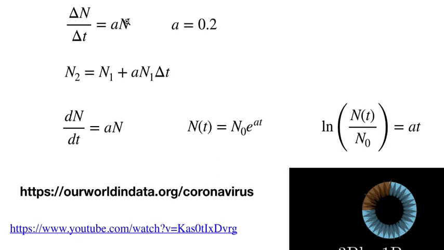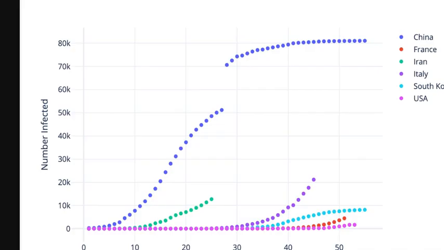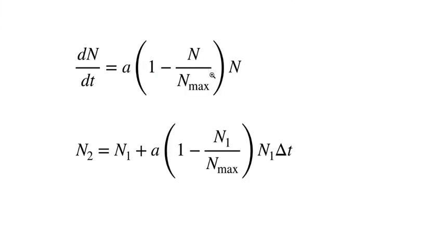N's not infinite. We can't have an infinite number of people, so eventually we can't keep infecting more people. Where did I put it? Right there. So this is one way to adjust it. What if I put this factor in here?